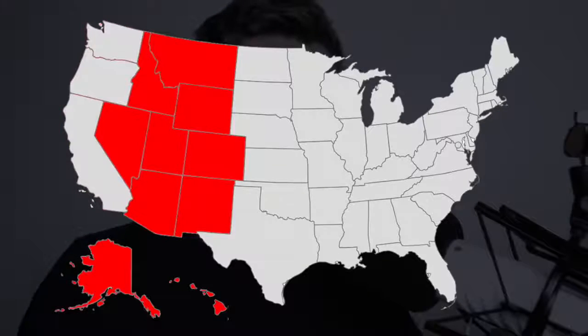But we should really divide this into 2 regions, the West Coast and the West. The West Coast is California, Oregon, and Washington. These are all very urbanized states. The majority of the states in the West are the least urbanized states, very rural.